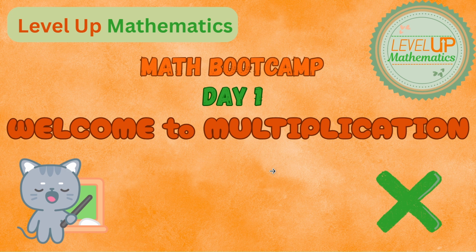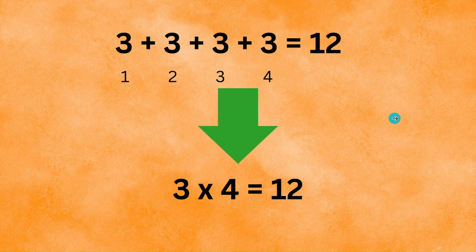Welcome to multiplication. Now, what is multiplication? Multiplication is the repeated addition of the same number. So if you want to add 3 plus 3 plus 3 plus 3, you can turn it into 3 times 4. This is because there's 4 times of 3.